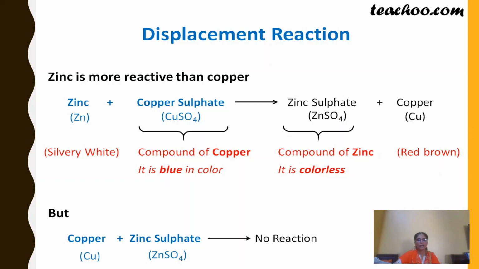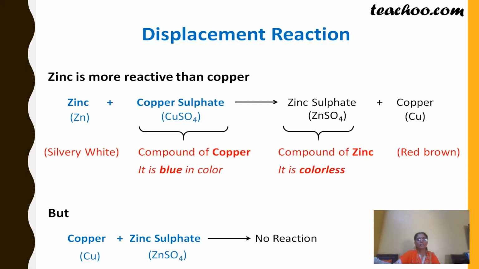So let's study the chemical reaction. Zinc, that is Zn, plus copper sulfate, that is CuSO4, gives zinc sulfate, that is ZnSO4, plus copper, that is Cu, which is silvery white in color. Zinc is silvery white and copper sulfate is bluish in color, and after the reaction gets over, the color of the solution becomes colorless.